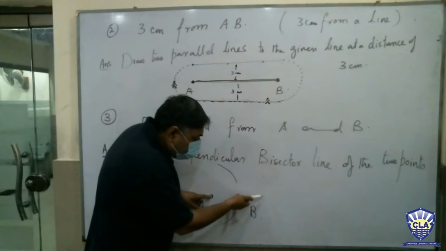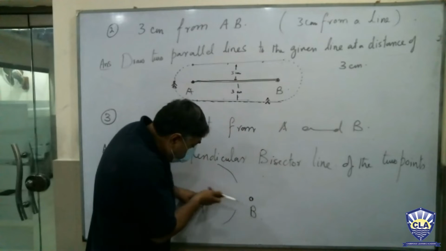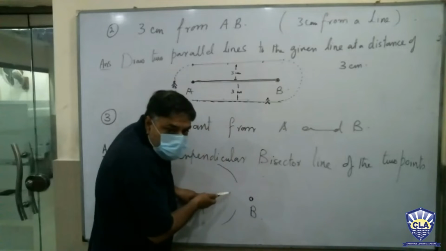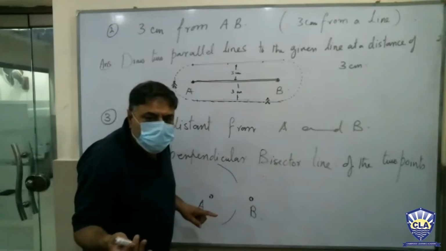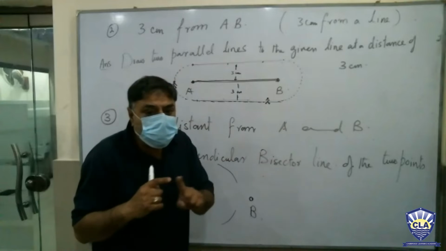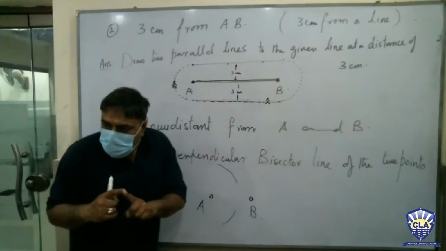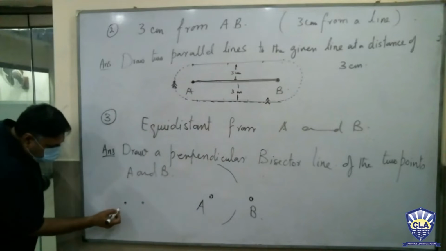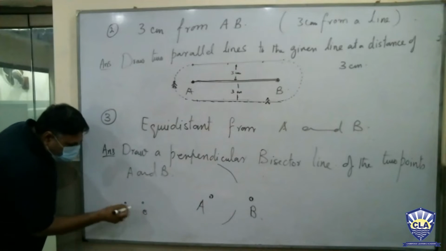It is more than half, and it is also more than half from this side. From this point to that, it is more than half. So it's up to you, but not less than half, more than half. These are the two points, A and B.